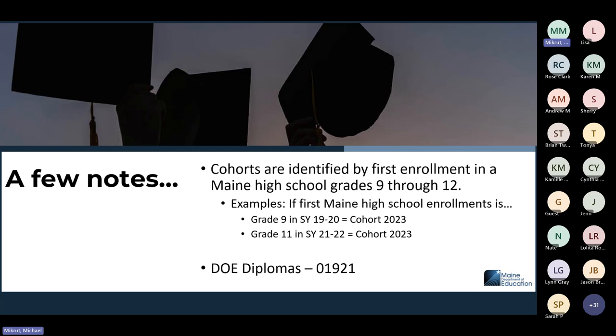And the other thing to know that's also coming up pretty often is the DOE diplomas. The DOE disruption diplomas, people like to call them the COVID diplomas, but we've had these for years and years and years, way before COVID was ever an inkling. So for the DOE disruption diplomas, you will want to just code them as a graduate, because it is a high school diploma that they're getting. It's just from us. So go ahead and code them 01921.